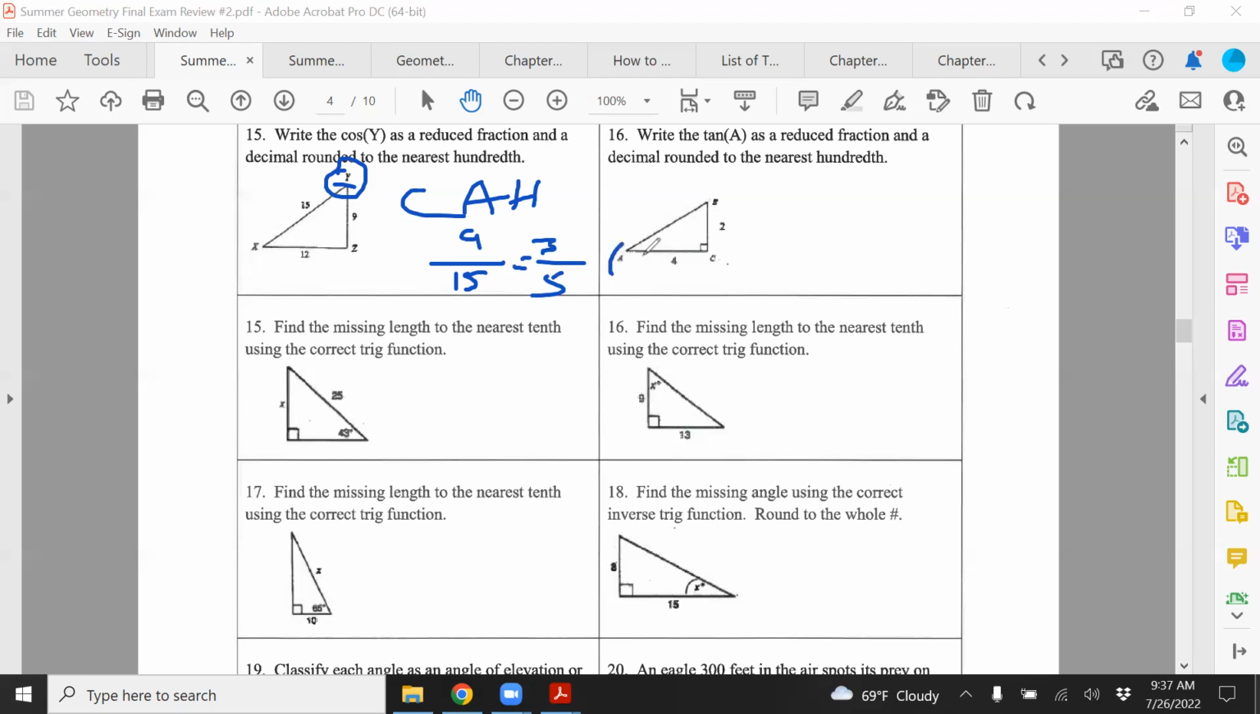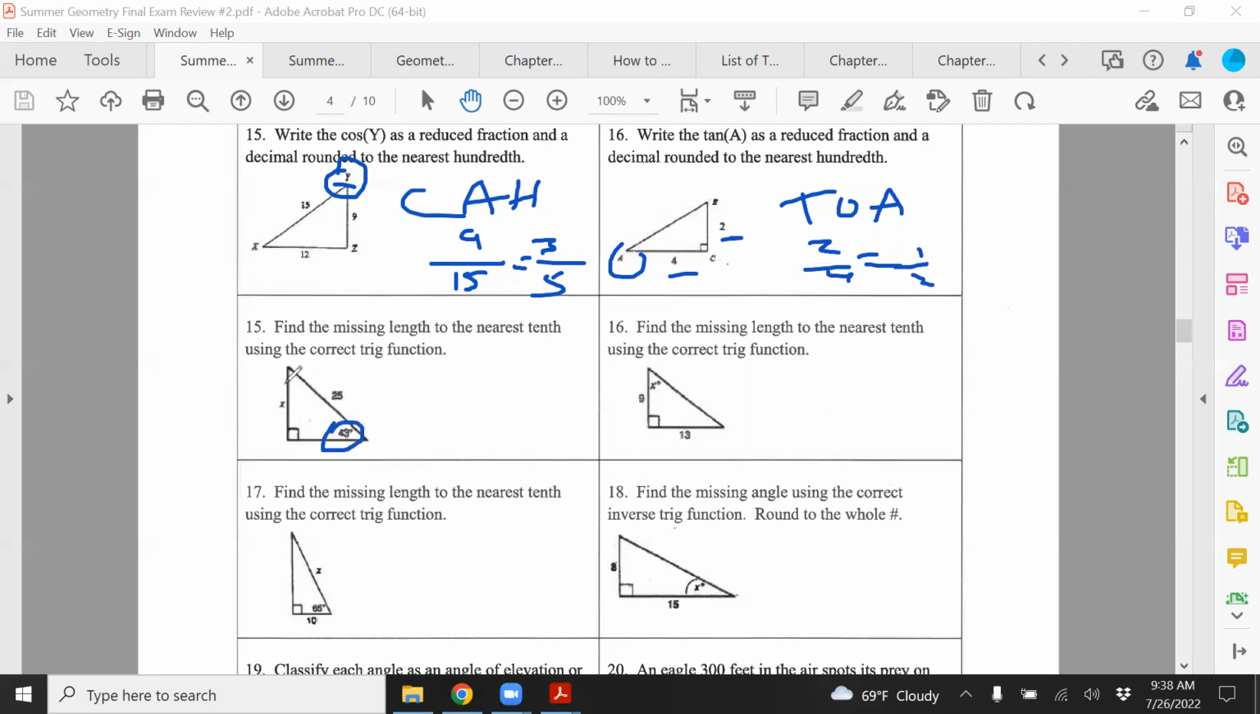Here on tangent of A, so that's TOA. What side is opposite angle A? Clearly 2. What's the adjacent? 4. There you go, 1/2. Not that hard. If you have to solve for angles, or you have wacky angles like this one here, 43 degrees.